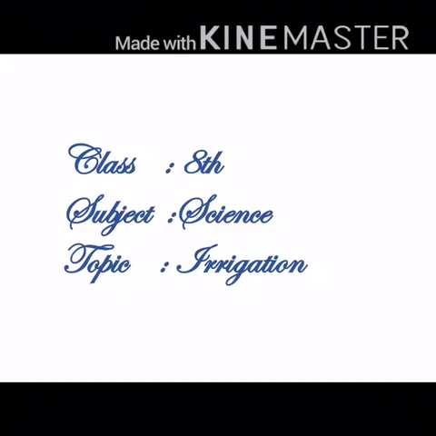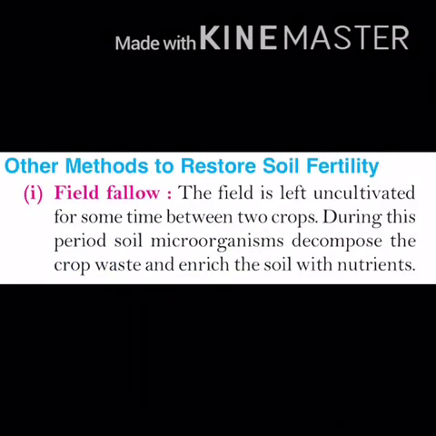Today we will know about some methods to restore soil fertility and the process of irrigation. So first are some methods to restore soil fertility. First is field fallow. In this method, the soil is left uncultivated or free for some time between two crops. During this time, the microorganisms present in that soil decompose crop waste or any plant waste that is present in that field and convert them into nutrients. In this way, soil gets enriched with nutrients without providing any fertilizers.